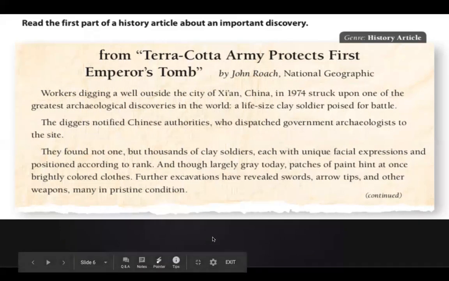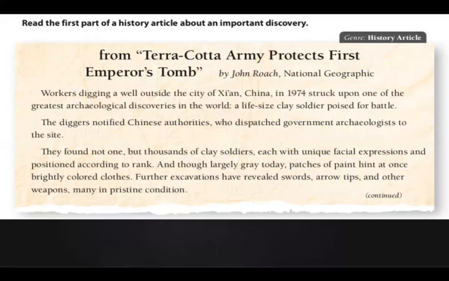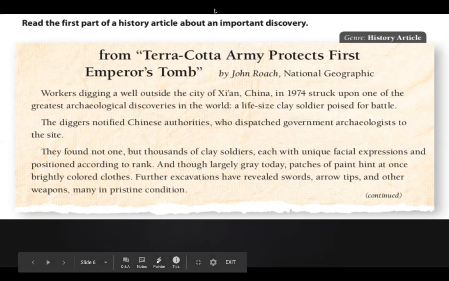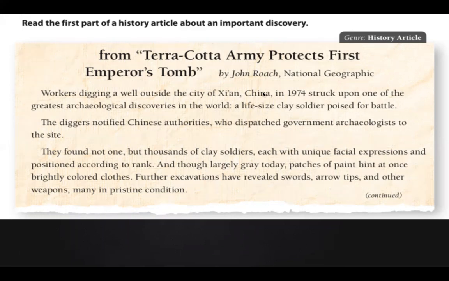Terracotta Army Protects First Emperor's Tomb by John Roach, National Geographic. Workers digging a well outside the city of Xi'an, China in 1974 stumbled upon one of the greatest archaeological discoveries in the world, a life-size clay soldier posed for battle. The diggers notified Chinese authorities who dispatched government archaeologists to the site.